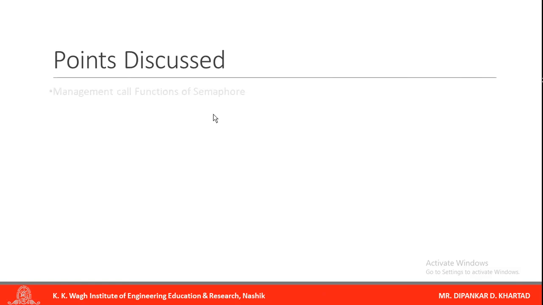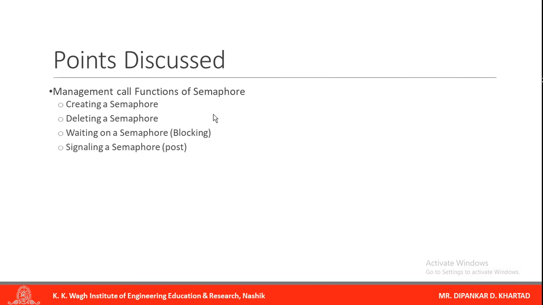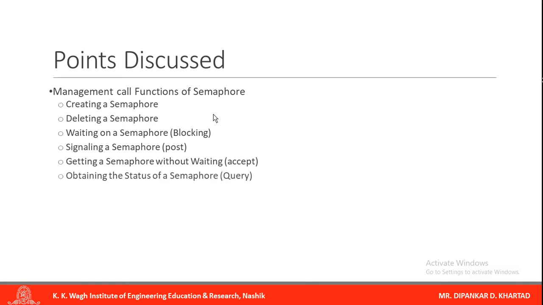So up till now we have discussed various points related to the management call functions of semaphore. The first point is how to create a semaphore, how to delete a semaphore, waiting for a semaphore, and signaling a semaphore, that is OSSemPost. Getting a semaphore without waiting means if an interrupt ISR wants to use shared resources, then from the interrupt the function called is OSSemAccept. The last one is obtaining the status of the semaphore, that is OSSemQuery. So let's move on to the next video.